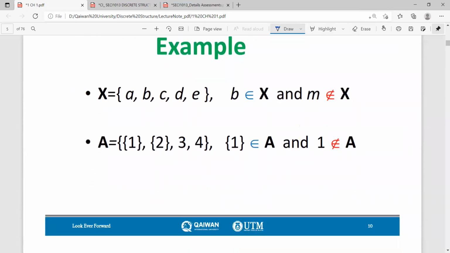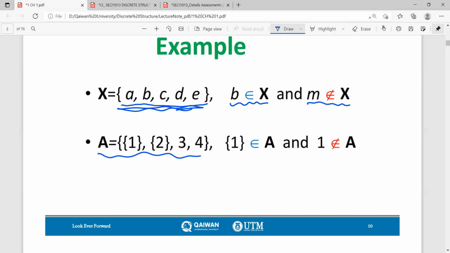And here we have examples about the previous slide, about belonging or not belonging to a set. X is the set of A, B, C, D, and E. We say B belongs to X. B is in the set X, so we say B belongs to X. But M does not belong to X. As you see here, we cannot find M. That's why we say M doesn't belong to this set.